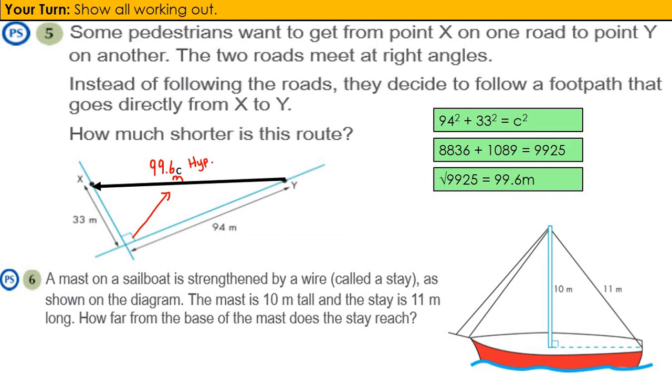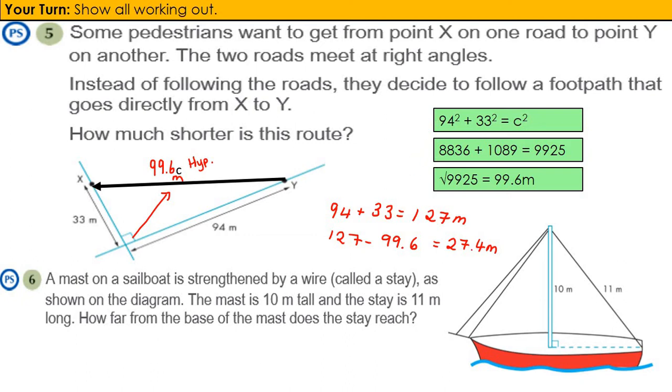So what we need to do is go back and add our 94 and our 33 to see how long the original route is. So if we do 94 add 33, we get 127 metres. And then we've got this new, shorter route that's 99.6. So you would do 127 subtract 99.6, and then what do you get? Well, you get 27.4, so it's that much shorter. But even if you don't get to that last bit here, you know how to find a missing side. This will get you marks and will get you points.